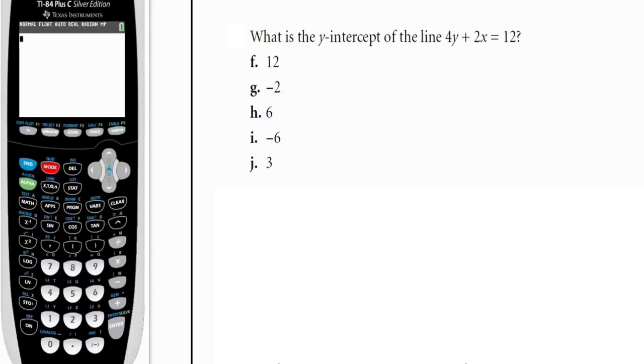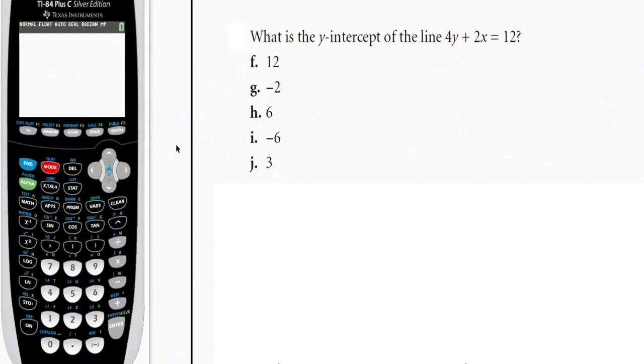In this video, we are going to learn how to solve this ACT math question easily and fast using the TI-84 Plus CE calculator. So the question says, what is the y-intercept of the line 4y plus 2x equals 12? Okay guys, this question is very simple with the calculator.